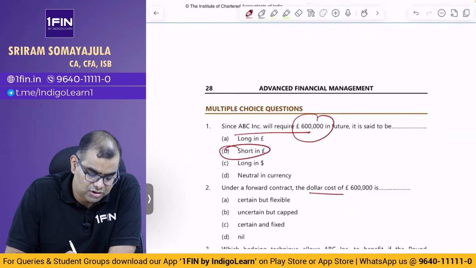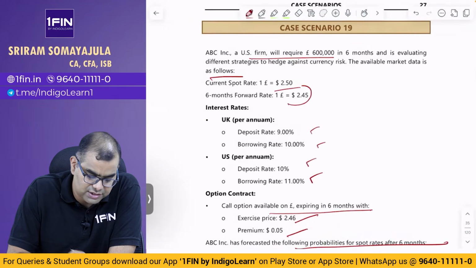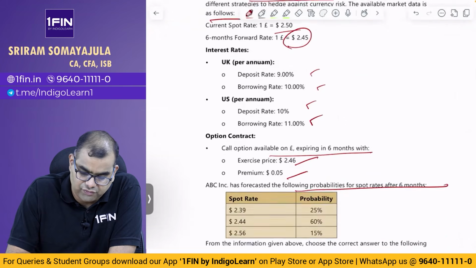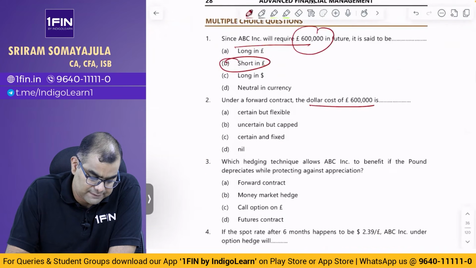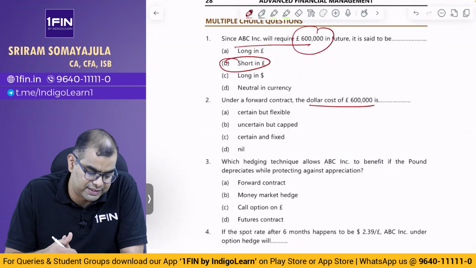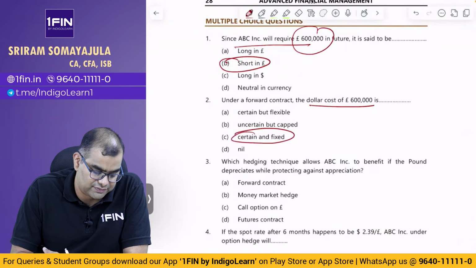Under forward contract, dollar cost of 600,000 pounds is 600,000 into 2.45, which is 1.47 million. So, they are saying certain but flexible, uncertain but capped, certain and fixed, and nil. It is certain and fixed. It is not uncertain and capped, it is certain and fixed.